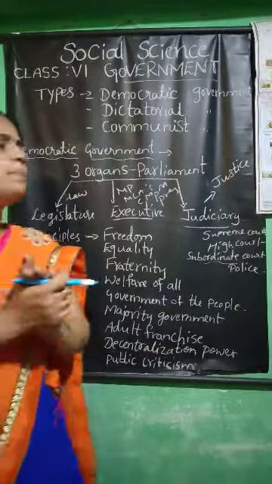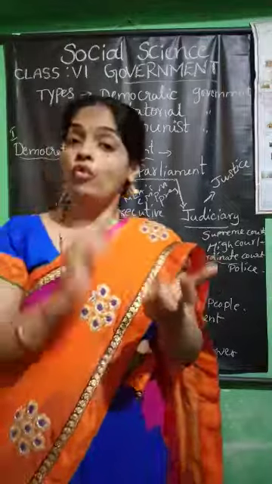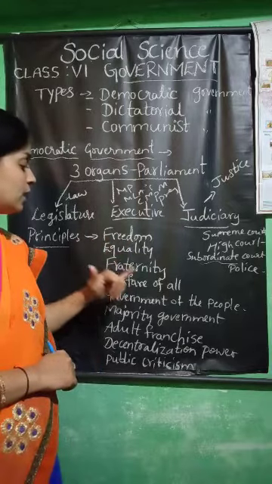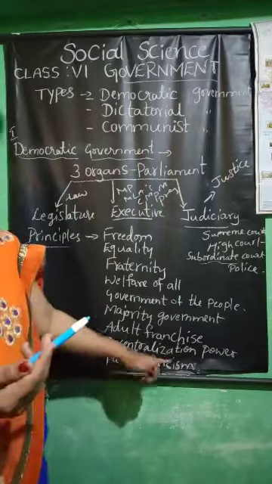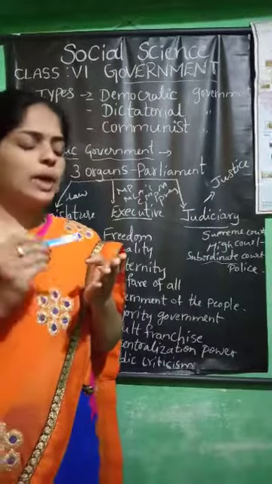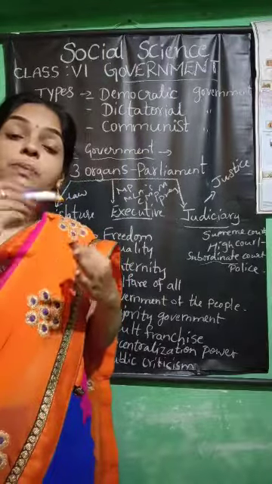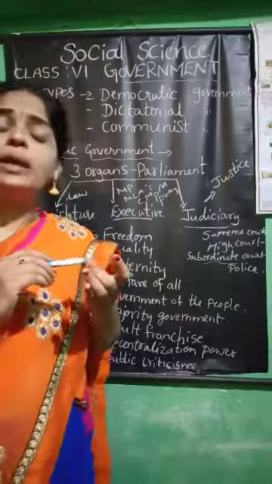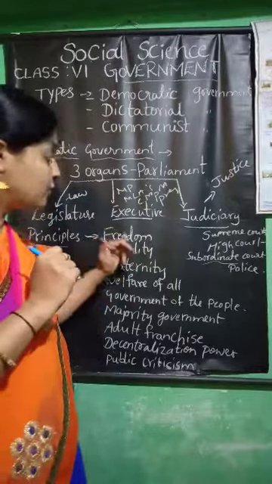Okay, there are some principles in the democratic government. I already said that democracy means of the people, by the people, for the people. So there are many principles: freedom, equality, fraternity, welfare of all, government of the people, majority government, adult franchise, decentralization of power, public criticism. First one we will take is freedom. I already said that you can follow any religion. You can speak with anybody. You can express freely whatever ideas you have in your mind. You can move to any part of the country, yes or not? And you can stay in any part of the country. So these are all the freedoms you will get.